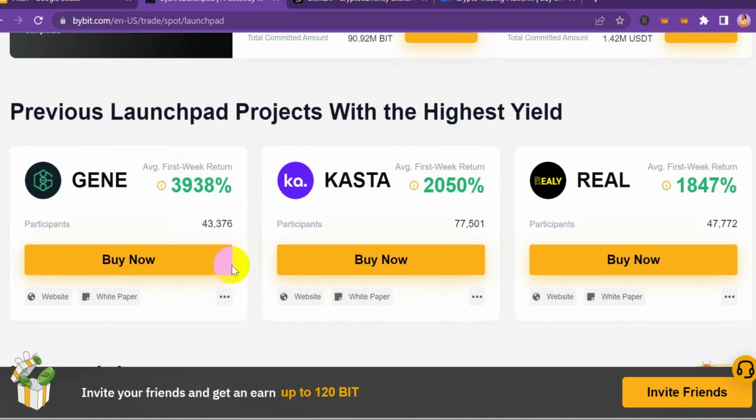What this means is that people who invested into these launchpads, after one week of listing, got up to a 3,000% increase in their money. And you can see this one, they had up to a 2,000% increase.